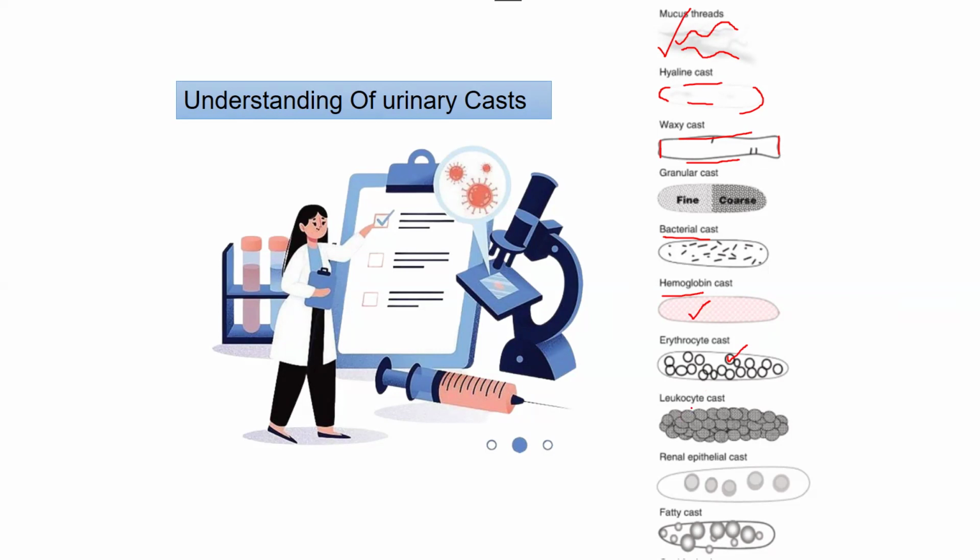Then we have leukocyte cast, that is a cellular cast, with a lot of cells embedded. Then you can have renal epithelial cast, where you are going to have large epithelial cells in the cast. And then we have a fatty cast, where we have fatty droplets with a bright whitish translucent type of image.